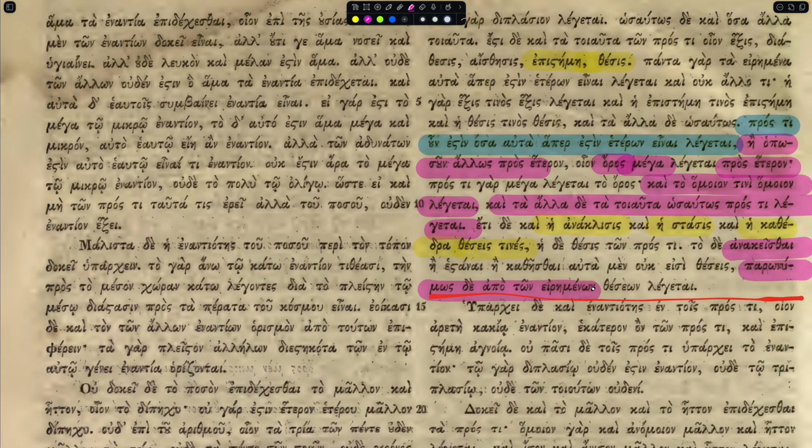Paranymos, the apo ton aireménon thesion legetai. So, indeed, paranymus, from these aforementioned things are said.